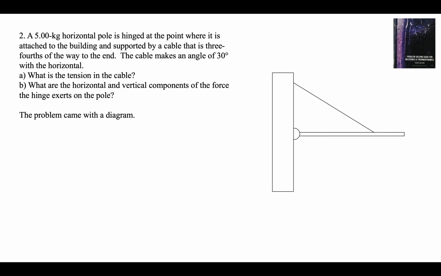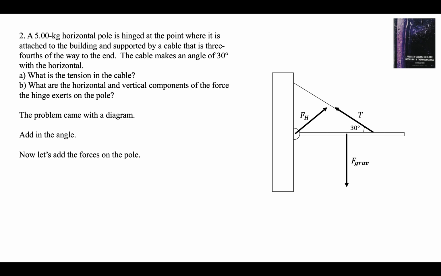So we have a good diagram. Let's add in the angle, 30 degrees right here. Now let's add the forces on the pole. We have gravity in the middle, straight down. We have the tension in the cable, along the cable. And we have the hinge force, which we don't know which direction it is. Something like that. We can figure that out later.